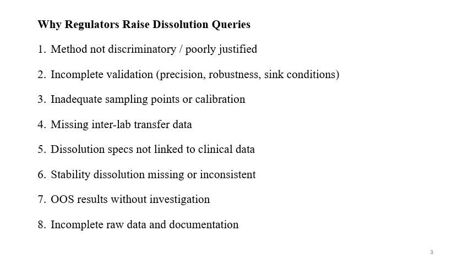Then missing inter-lab transfer data. So this is one of the most important things. Then dissolution specs not linked with the clinical data. That means the dissolution specifications which are set are not directly linked with the data of the bioequivalence batches or the clinical batches. Then among the strengths, the dissolution specification is not meeting or not in line with the BE data, or BE batch data.